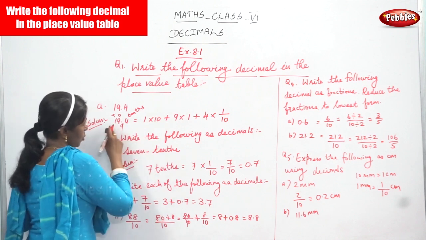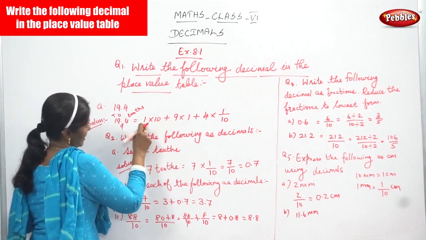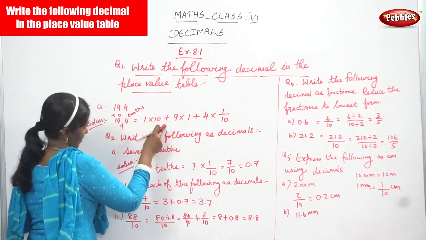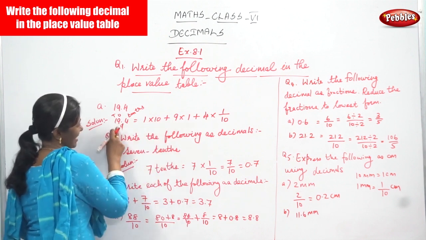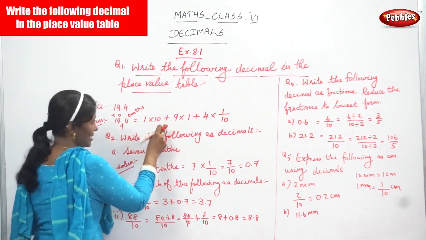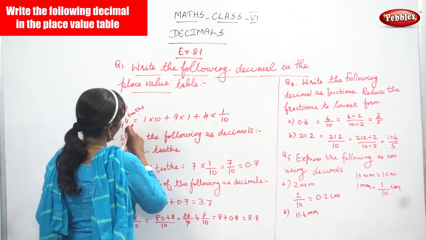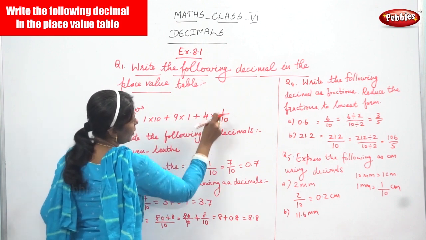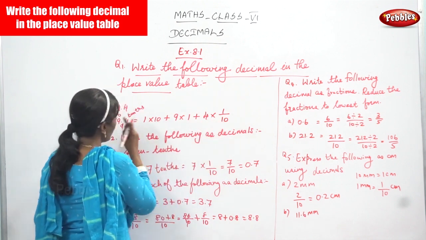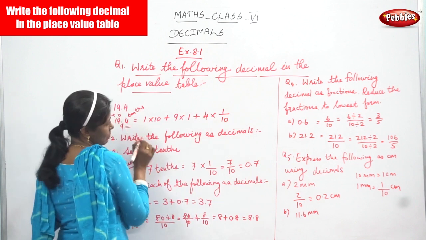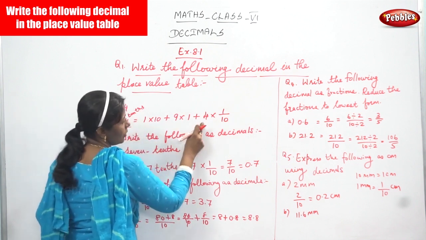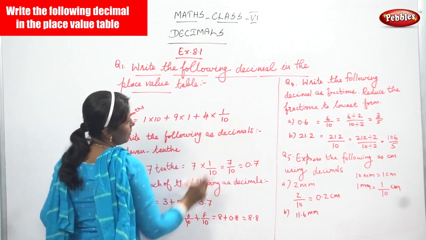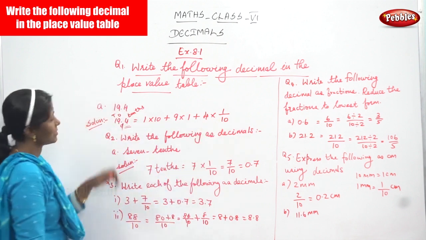So we have to write this decimal in place value form. So 1 into 10 plus 9 into 1. Because 1 ten and 9 ones, that is 1 into 10 plus 9 into 1 plus 4 tenths, that is 4 into 1 by 10. Because after the decimal point, this place value is called tenths. So in the place value form it is 4 into 1 by 10. Okay, I think you understand the first one.